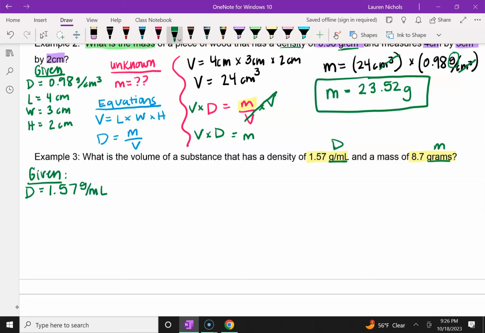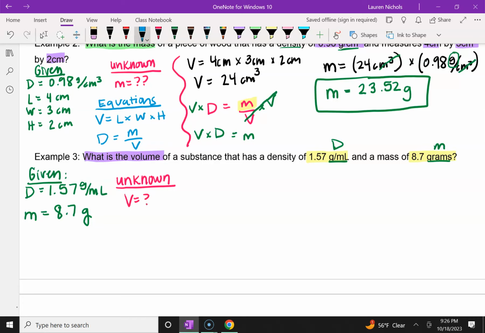And remember, your units for density can change. It could be grams per milliliter or centimeters cubed, depending on what you have in the problem. And our mass is 8.7 grams. So we only have 2 givens, which is nice, makes it nice and simple. We have our unknown. Well, it says, what is the volume? So we are missing our volume here.